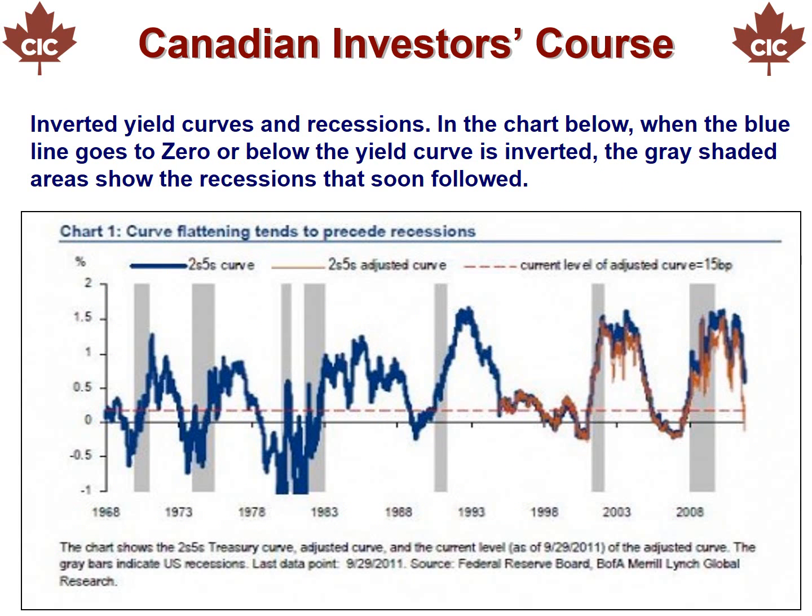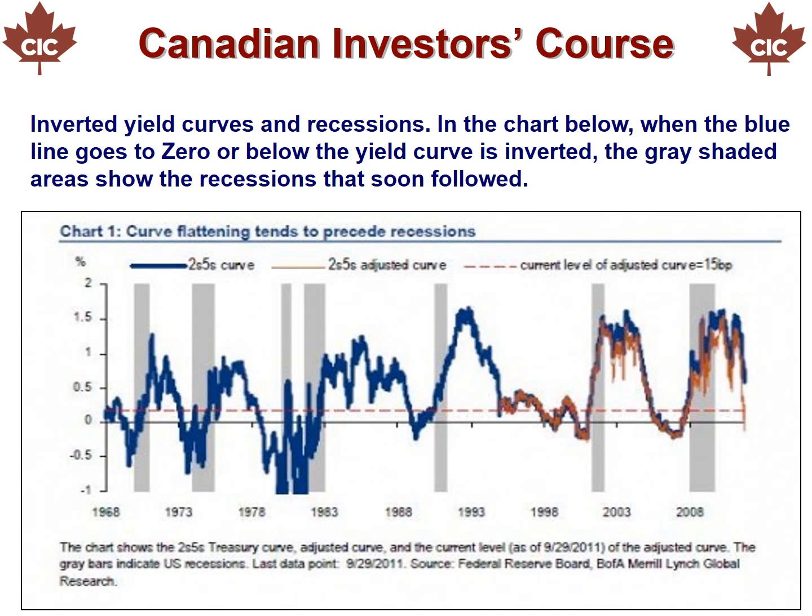Inverted yield curves and recessions. In the chart below, when the blue line goes to 0 or below, the yield curve is inverted. The gray shaded areas show recessions that followed soon after. So it's pretty obvious: an inverted yield curve is likely to cause a recession. Doesn't always happen, but almost always when there has been a recession, we'll have seen an inverted yield curve.